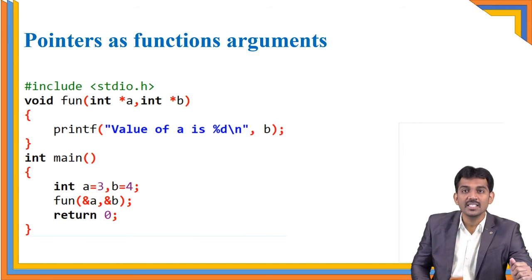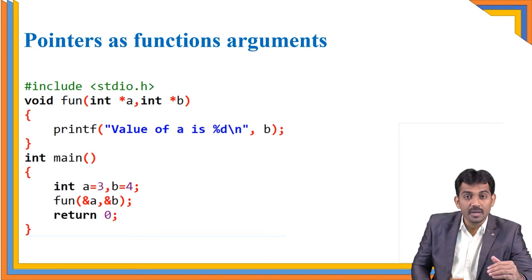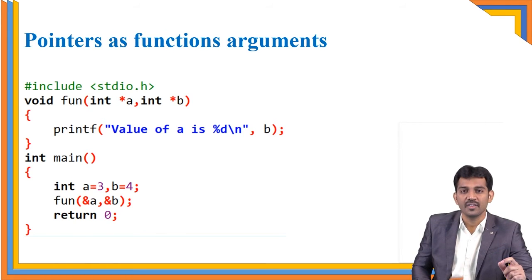And pointers as function arguments. Up to now, you have sent only normal variables. Now, we are going to send the pointer as a function argument. Already you have seen this kind of concept in call by reference. In call by reference, you send an address as a variable, as your argument. Yes or no? The same kind of concept here.